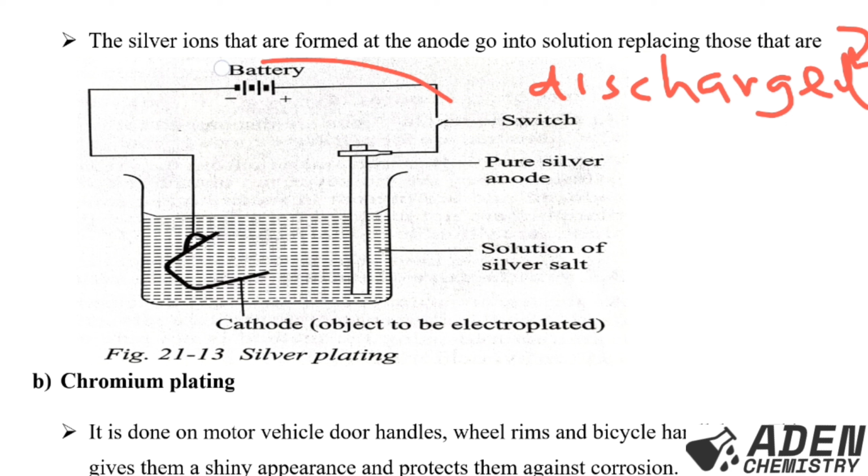So this is the cell where we are going to do silver plating. We are having a solution containing silver salt or silver ions. Then we are having the cathode made up of the object to be electroplated. Then we are having the anode made up of a pure silver rod.